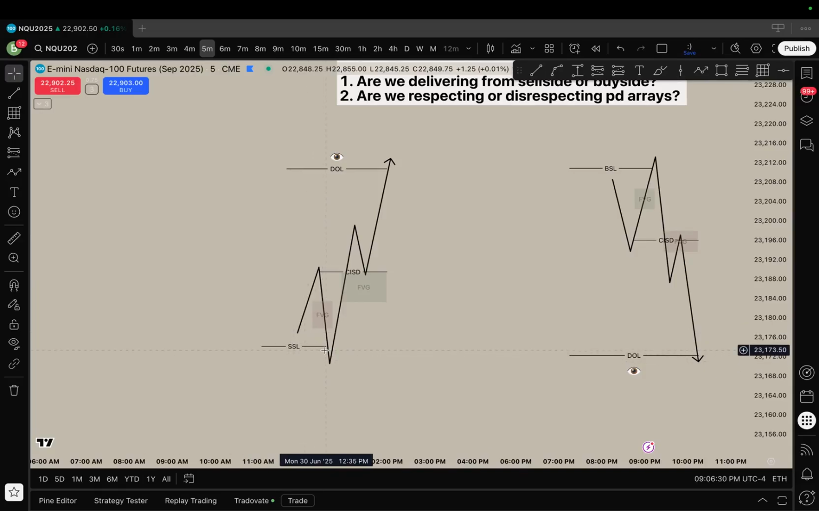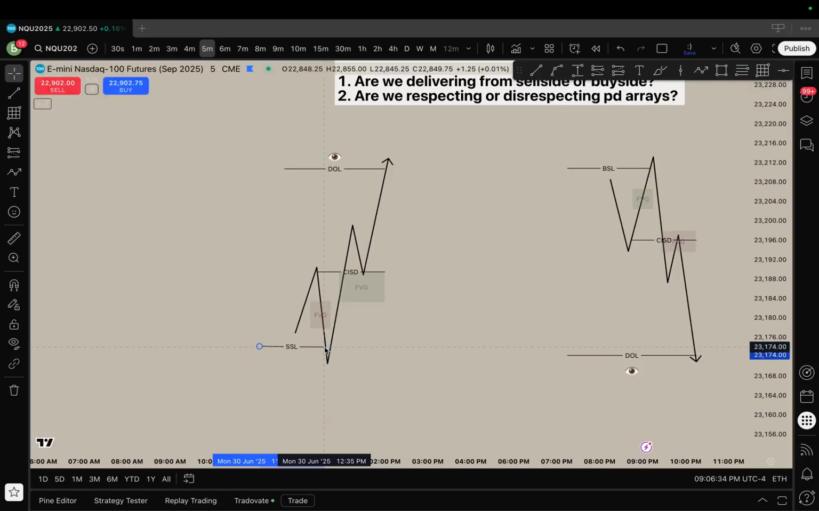So when I'm looking at this chart here, we are delivering from sell side. Now, again, what does sell side liquidity look like? This can be really like a 15-minute intermediate low, hourly intermediate low, a previous day low, previous day Asia lows, right?